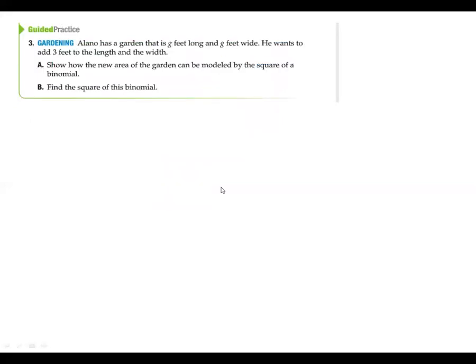All right, Alano has a garden that is g feet long and g feet wide. He wants to add 3 feet to the length and width. Show how the new area of the garden can be modeled by the square of a binomial. Find the square of this binomial. All right, go ahead and pause the video.